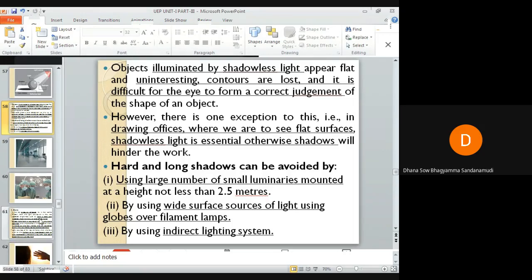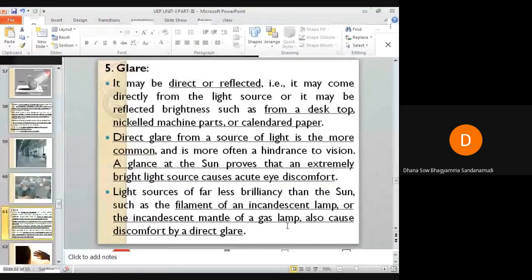Okay, so next one is glare. What is meant by glare? Glare can be either direct glare or reflected glare. It may come directly from the light source, or it may be reflected back from the desktop, nickeled machine parts, or calendared papers.